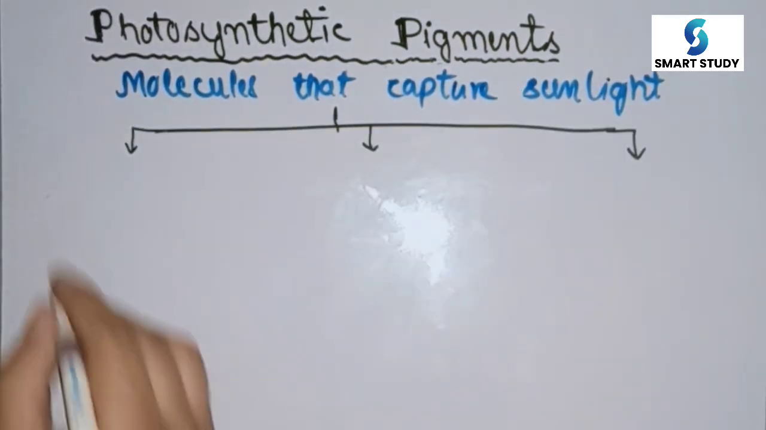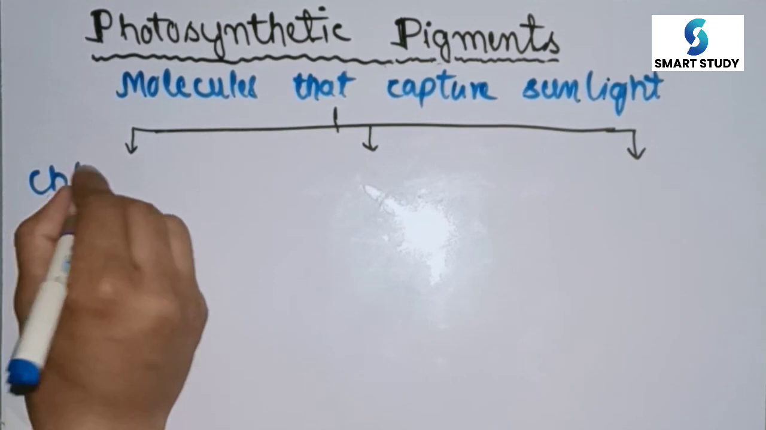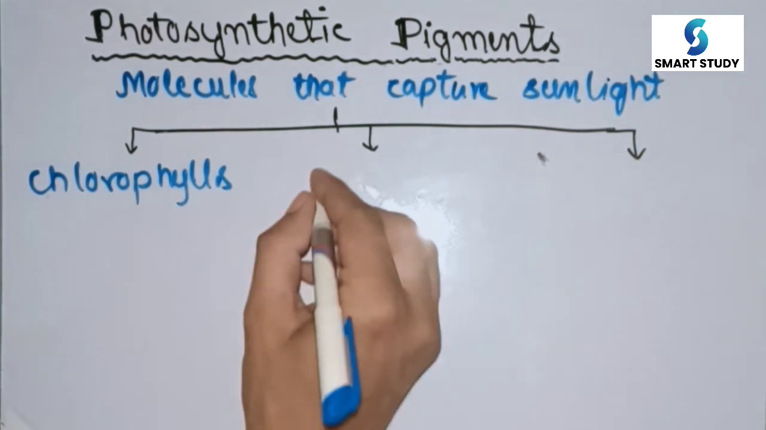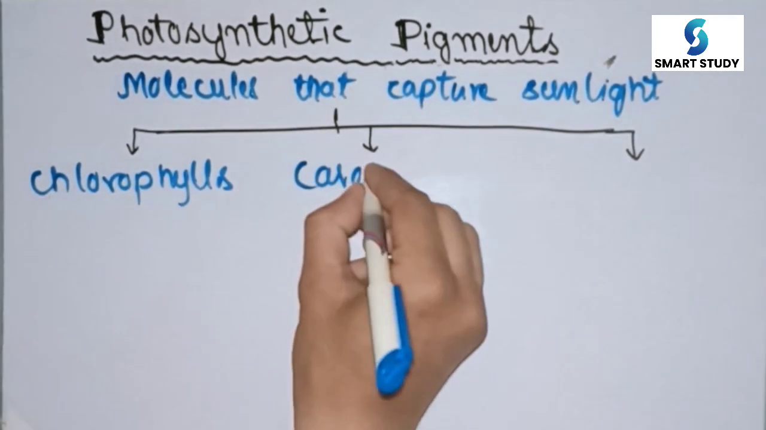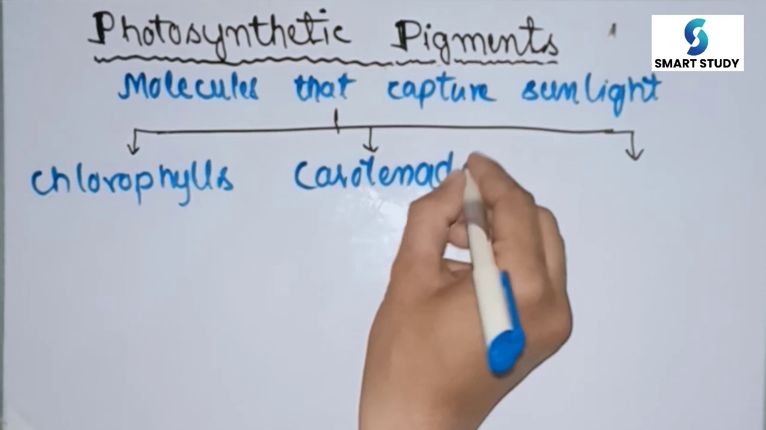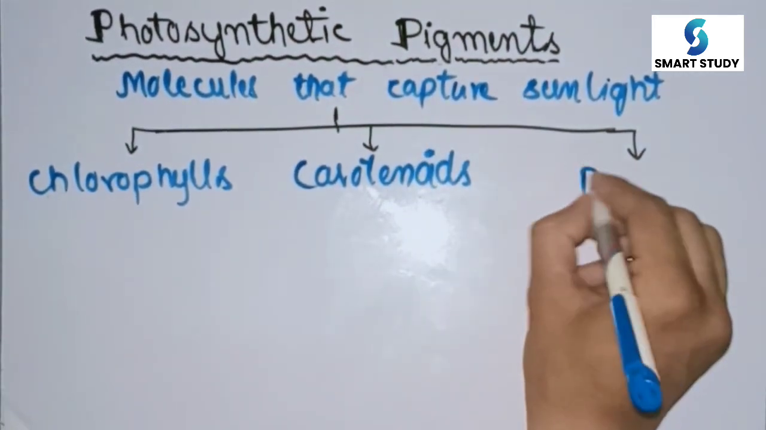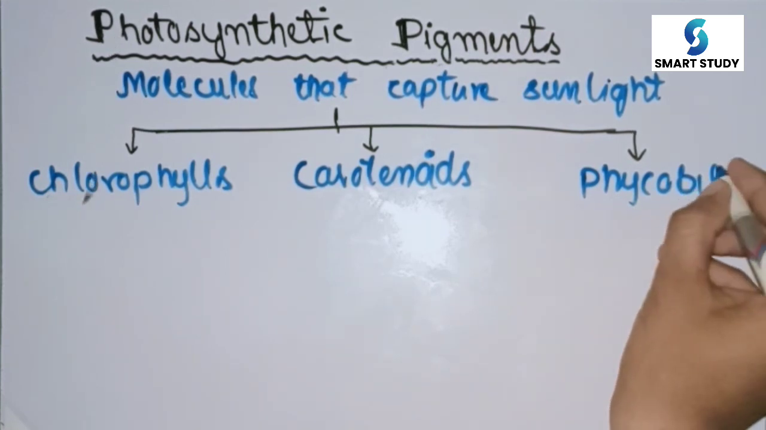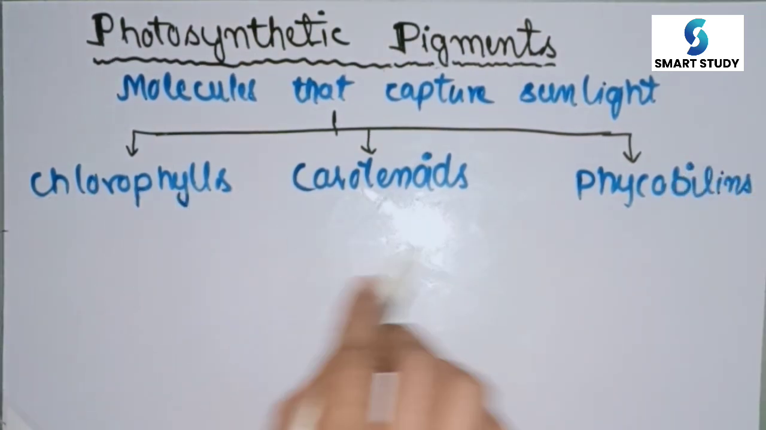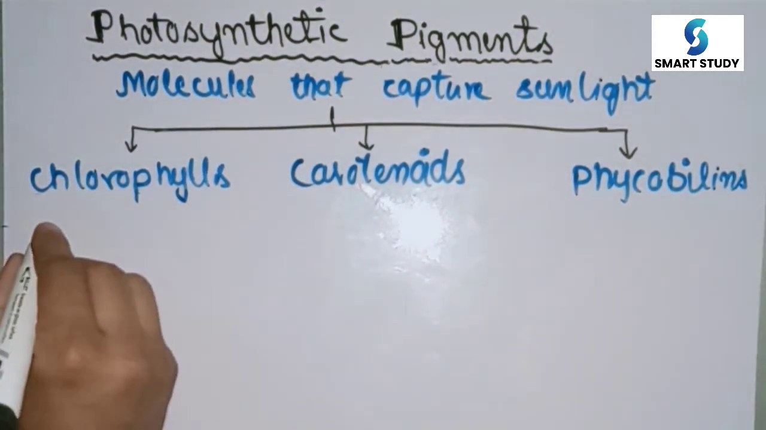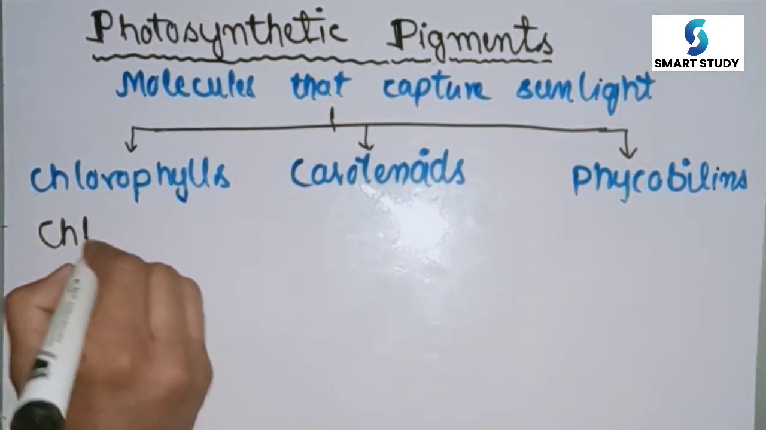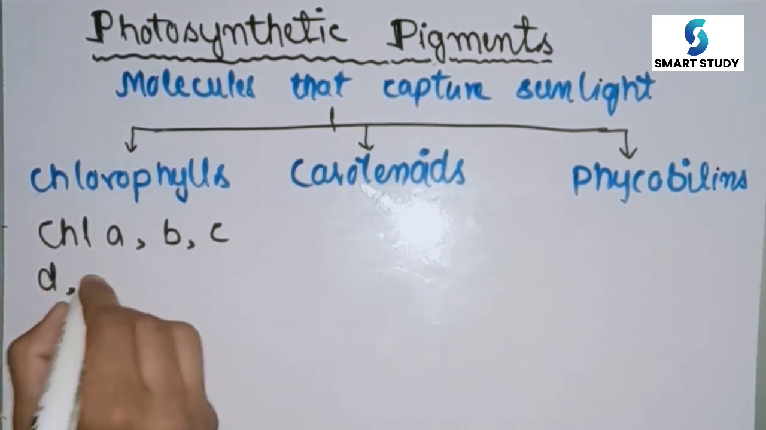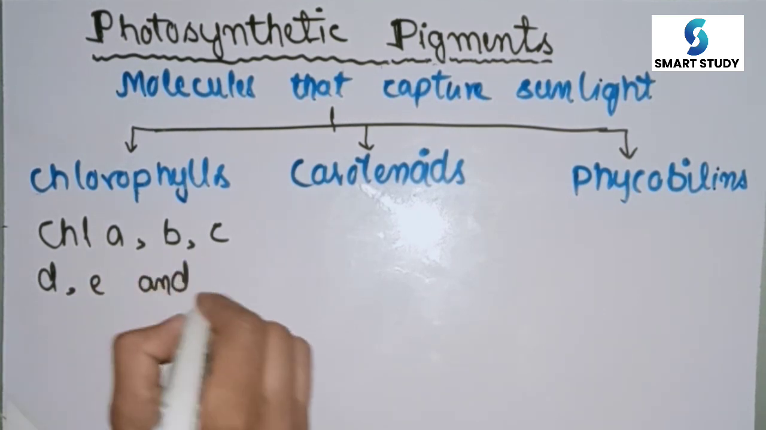The first group of pigments are known as chlorophylls. The second group is known as carotenoids. And the third group is known as phycobilins. Each group of pigments has its own types. There are different types of chlorophylls, such as chlorophyll A, chlorophyll B, chlorophyll C, D, E, and F.